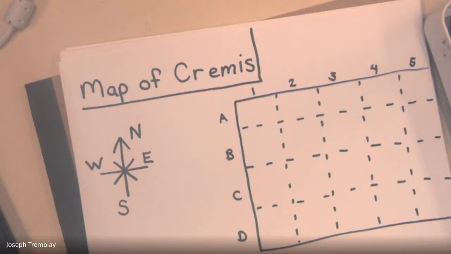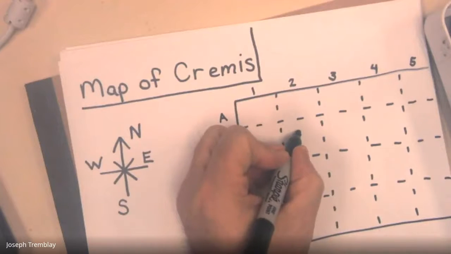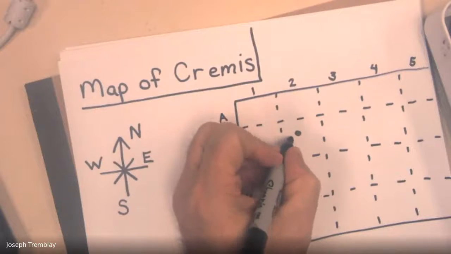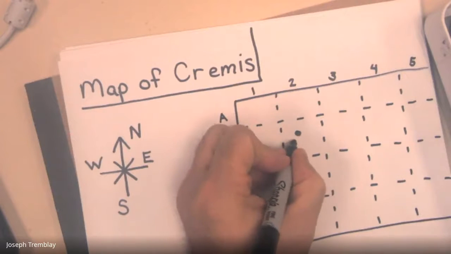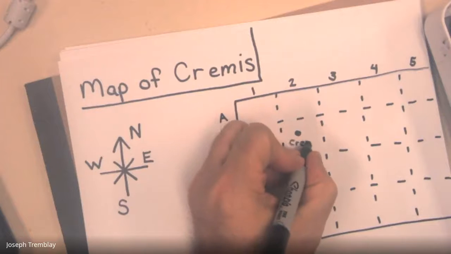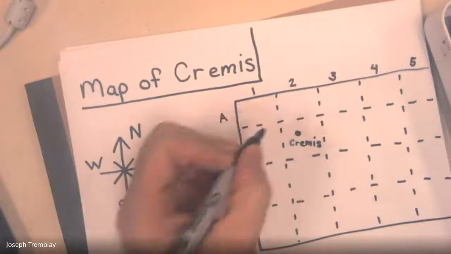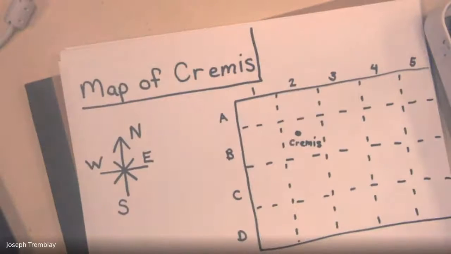If I want to find something that's in the B2 square, say we've got this dot here, and we're going to call it, let's see, I would just call it Cremis. There's the town of Cremis right there. The town of Cremis is in B2. And so if I'm looking at my map and I want to find Cremis quickly, and I see in the index on the map on the back where it tells me where to find Cremis, B2, I just come over here and find square B2, and there's Cremis.